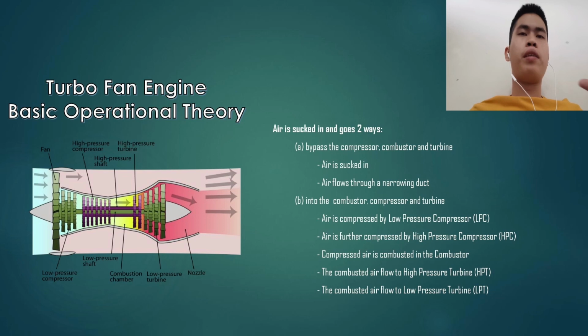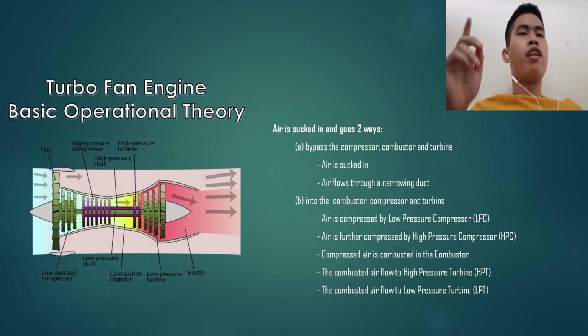Firstly, air is sucked in and it goes two ways. The first way is to bypass the combustor, compressor, and turbine. For the second way, it goes into the compressor, combustor, and turbine. For the first way, the air is sucked in and bypasses the propulsion system and flows through a narrowing duct to produce a high velocity at the outlet.